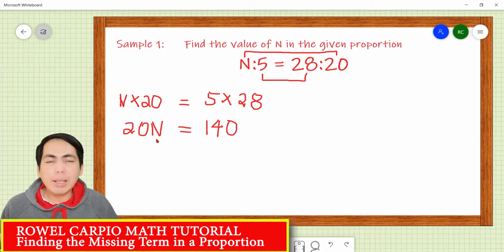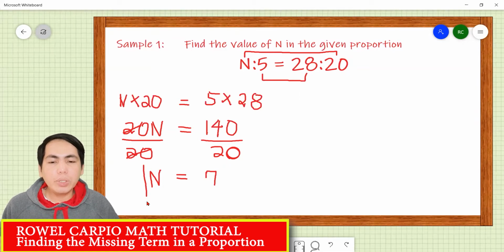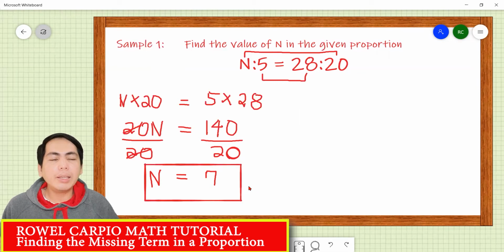Since 20 is the coefficient of n, if we want to cancel out the 20 from n, we have to divide both sides by 20. So 20 divided by 20 is 1, or we can cancel it. So we have 1n, or just simply write it as n. So 140 divided by 20 is 7. So that means the value of n is 7. So our proportion is 7 is to 5 equals 28 is to 20.